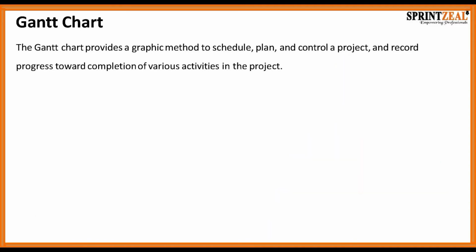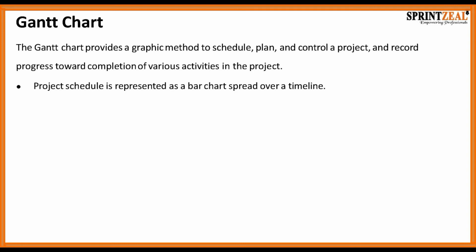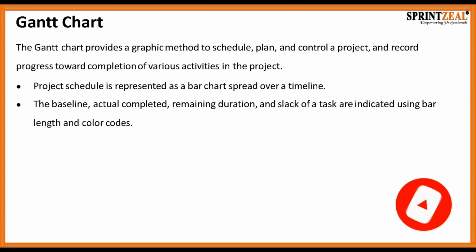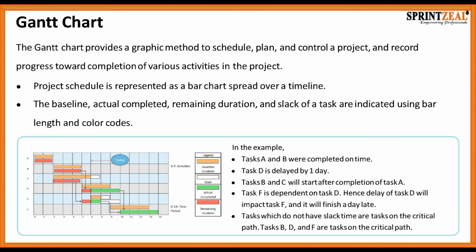Now, the Gantt chart provides a graphic method to schedule, plan, and control a project and record progress towards completion of various activities within the project. Primarily used in a waterfall type of technique, the project schedule is represented as a bar chart spread over a timeline, so it's a horizontal bar. The baseline, actually completed, remaining duration, and slack of the tasks are all indicated using color, length, and color codes. Here's a good example of a Gantt chart.